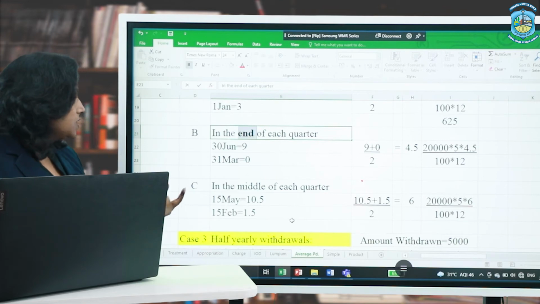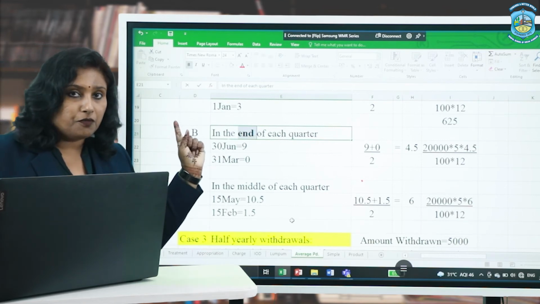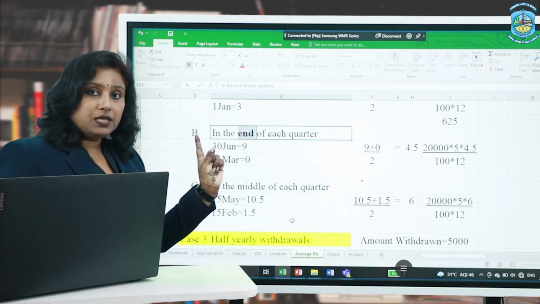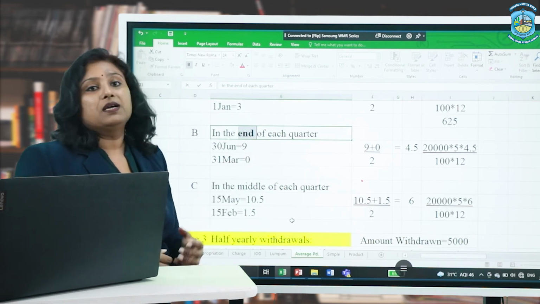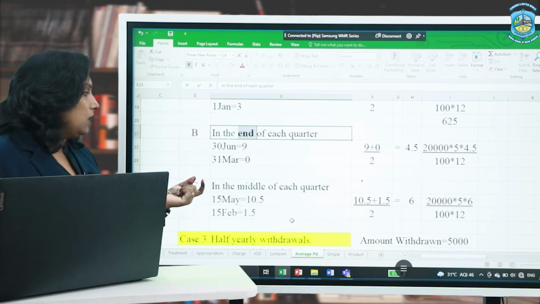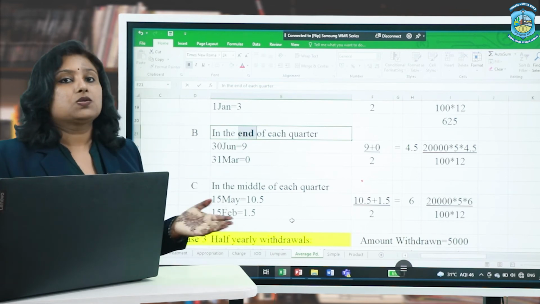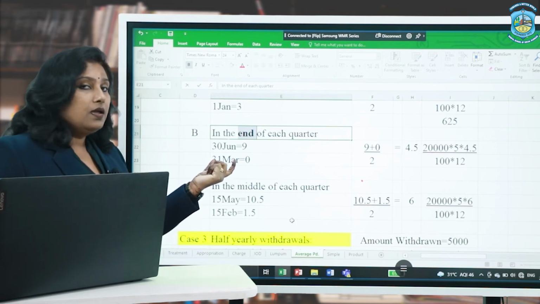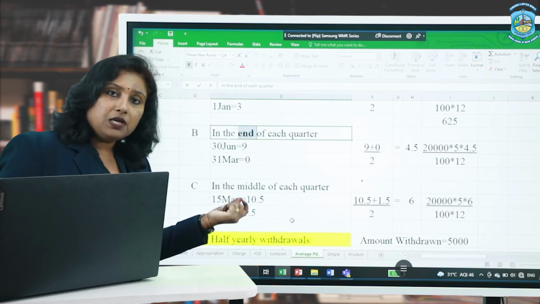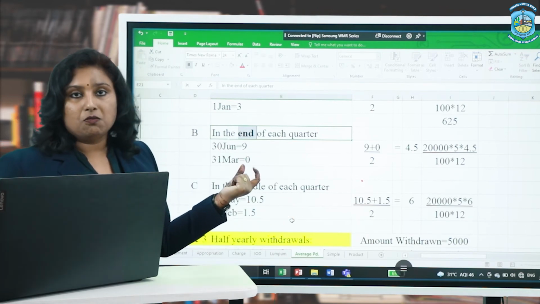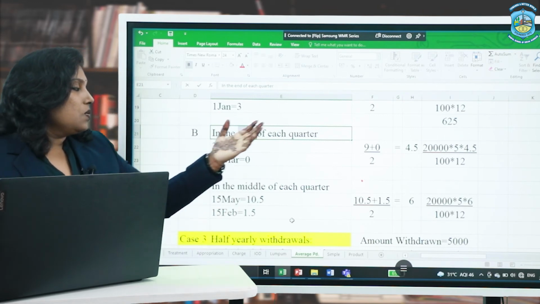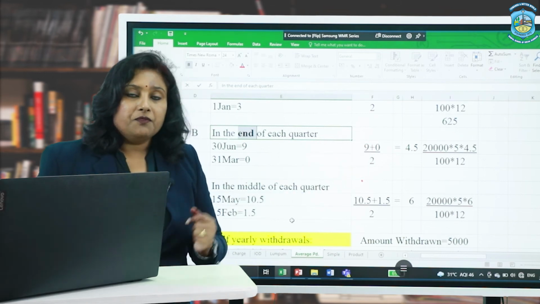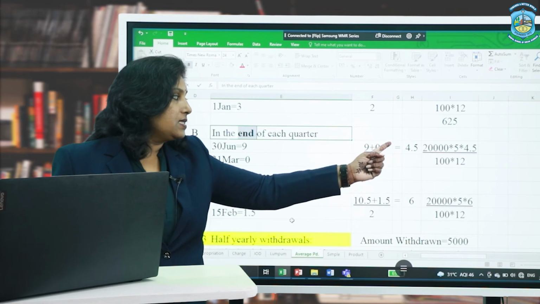Alright, that means the first withdrawal will be done on 30th of June. From 1st April to 30th June, the first quarter ends on 30th June. So from 30th June till 31st of March, the number of months is 9. And the last withdrawal would have been done on 31st of March because the last quarter starts from January and ends in March. So the end of the last quarter, Q4, is 31st of March. Now from 31st of March till 31st of March gives us 0 outstanding months. Thus, we have months left after the first withdrawal as 9, months left after the last withdrawal as 0, and 9 divided by 2 is 4.5.